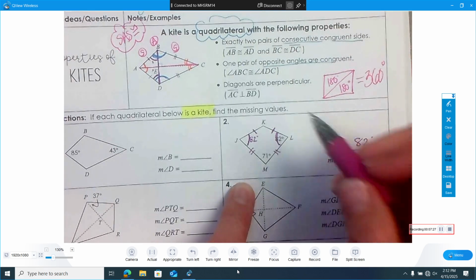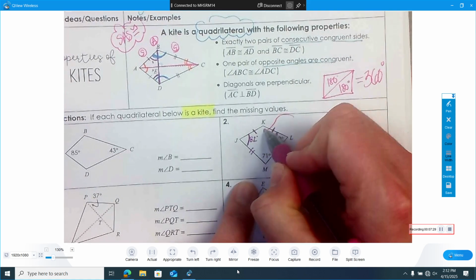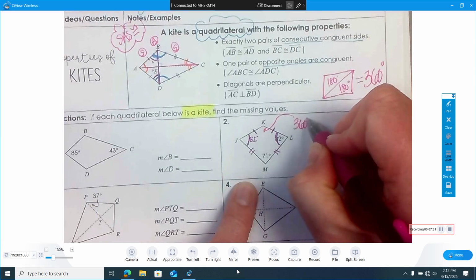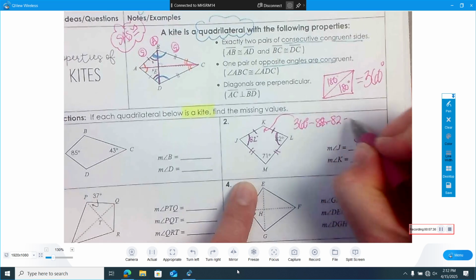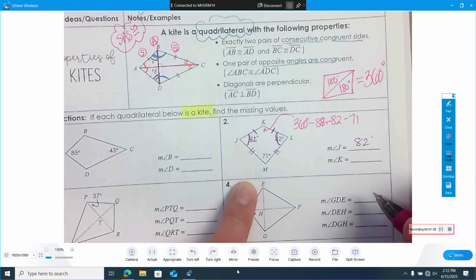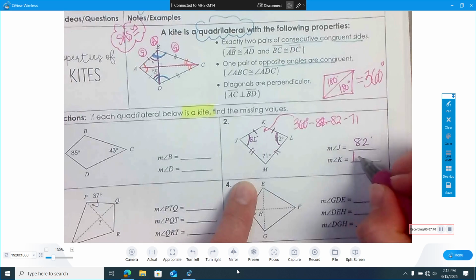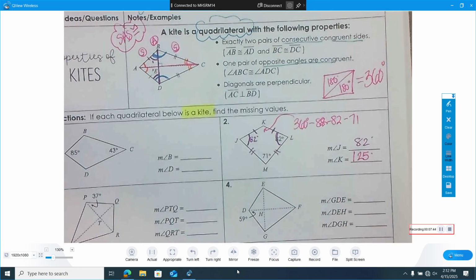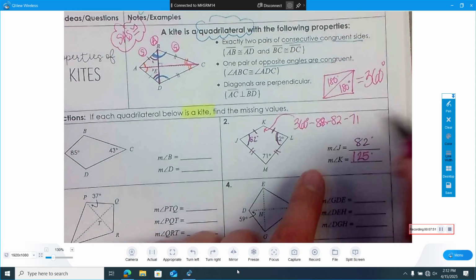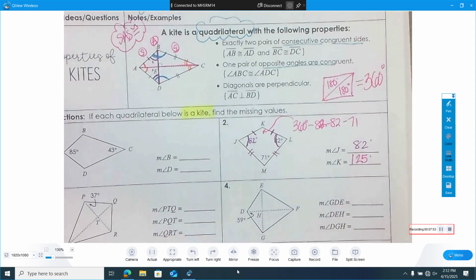So how many degrees does a quadrilateral have? 360 degrees. So to find angle K here, we're going to take 360 degrees, subtract 82, subtract 82, and subtract 71. And that gives me 125. So a quadrilateral, a four-sided figure, is going to have a total of 360 degrees. Be careful.